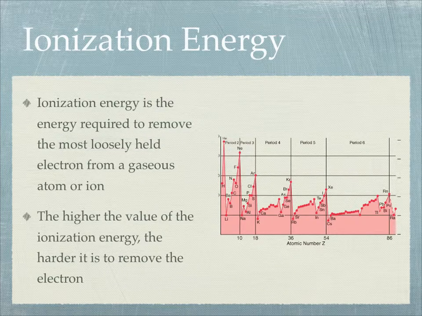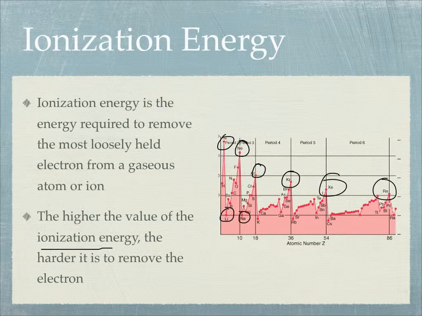So the higher the value, the higher the ionization energy, the harder it is. So it's really hard to take electrons away from these, and you'll notice those are the noble gases. Kind of small print, but those are the noble gases. Really hard to take it away from there. Pretty easy to take it away from those down there. Most of those are the group 1A alkali metals.